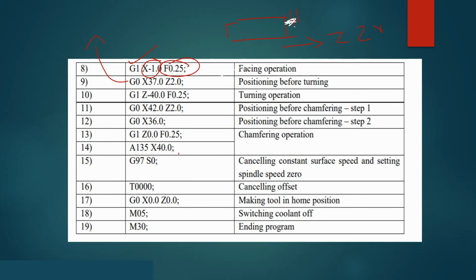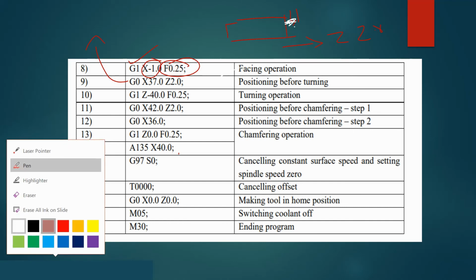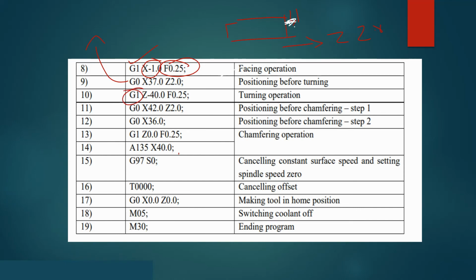Then after that we have to do the turning operation. For the machining operation, as I already told, we have to give G1. How much? See the left side direction, it has to move up to 40, and this is the reason 40 mm is given here.